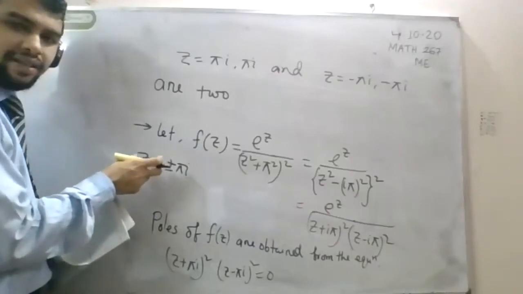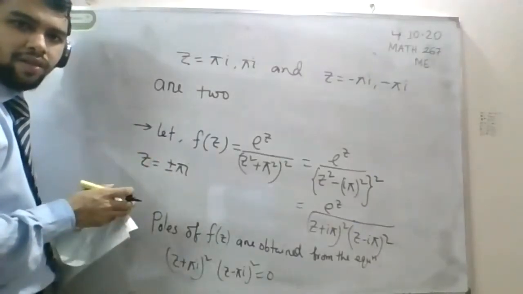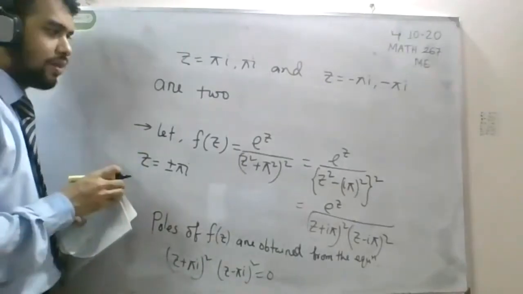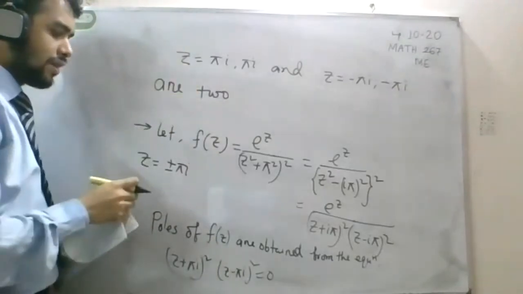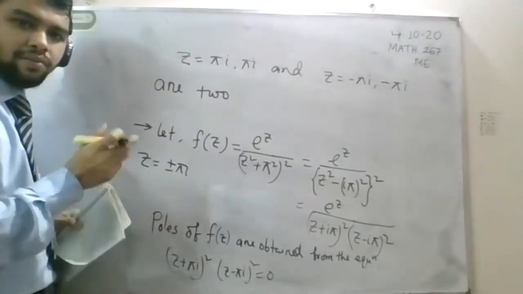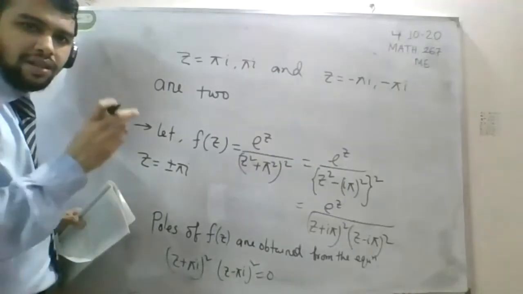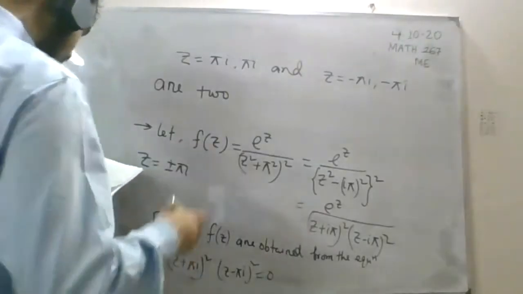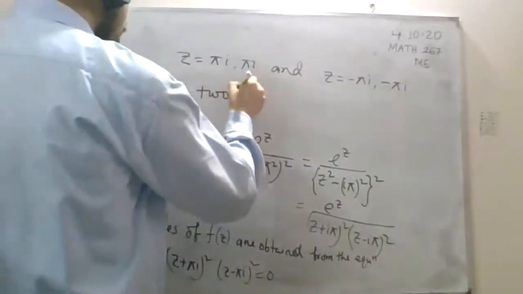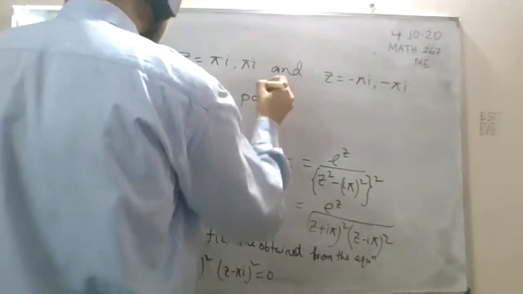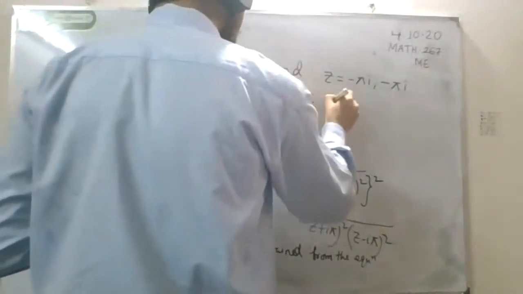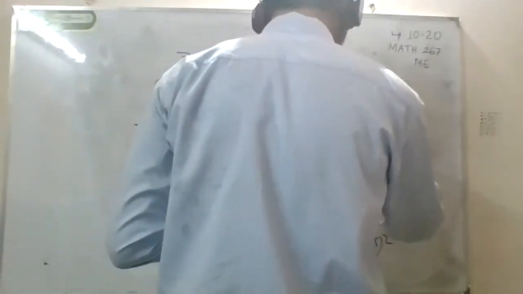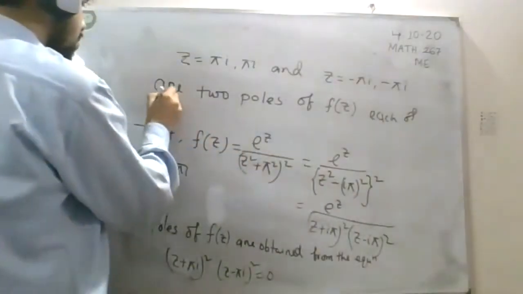Okay, and then you have to apply the Cauchy residue formula for your simple pole, where there was no derivative. But for a double pole you have to apply the double pole formula of residues, where there was a derivative term. So these are two different. So here each is a double pole.